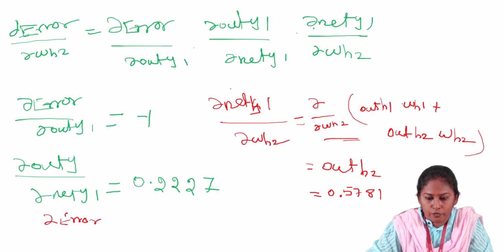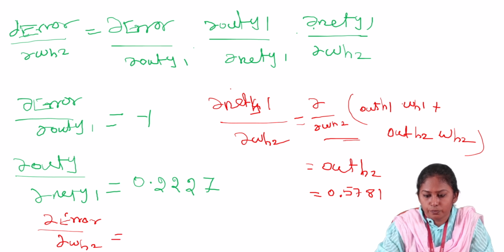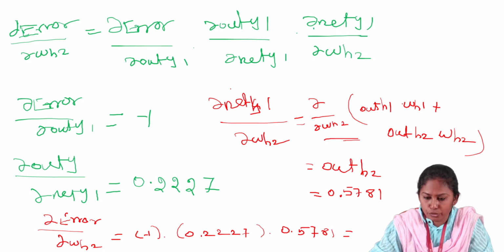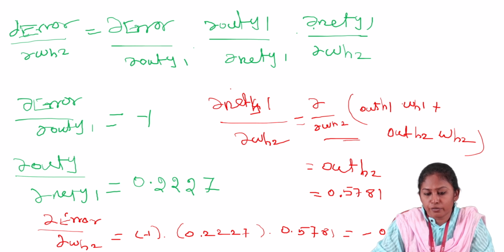∂Error with respect to ∂WH2 is equal to minus 1 into 0.2227 into 0.5781, which is equal to minus 0.1287. So this is the gradient of weight WH2.